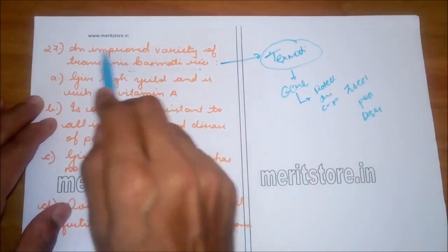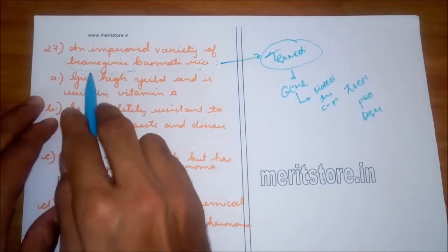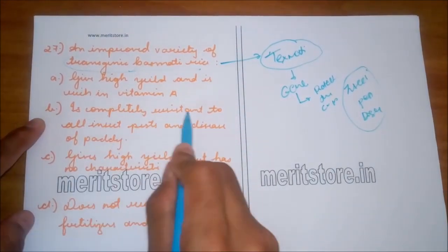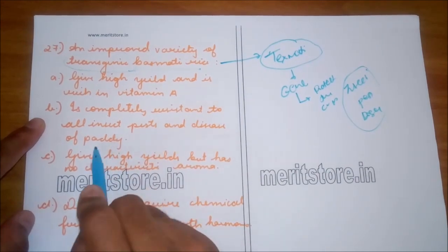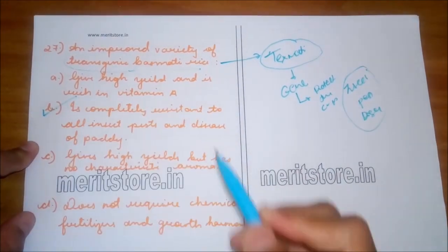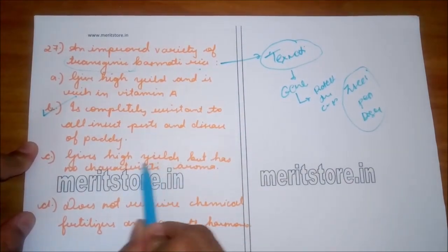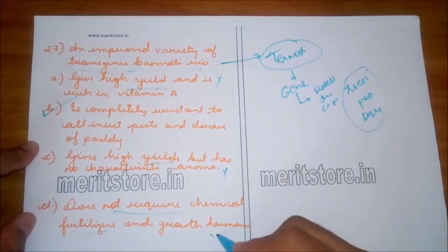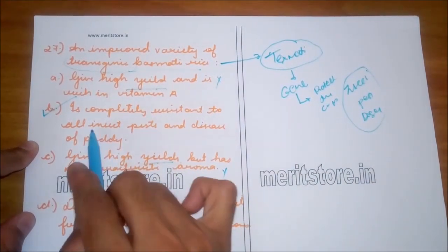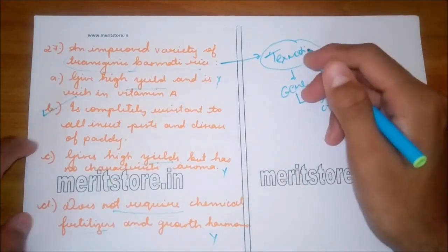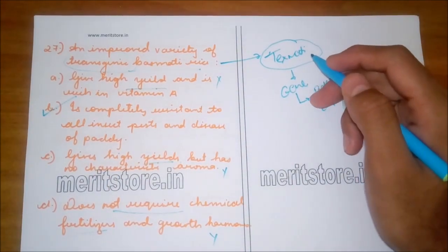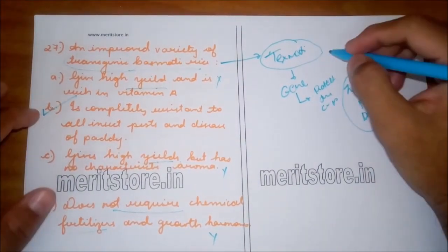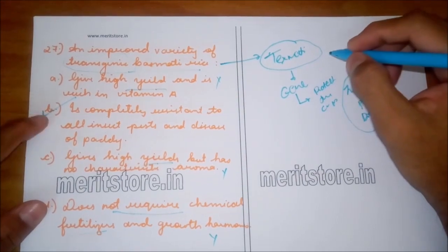So this improved variety, which is transgenic, is resistant to all of these. So option B, which states that it is completely resistant to all insects, pests and diseases of paddy, is the correct answer. Whereas the rest, which give high yield and do not require chemical fertilizers, are wrong. Texmati was obtained from this transgenic conversion. So option B is the correct answer.